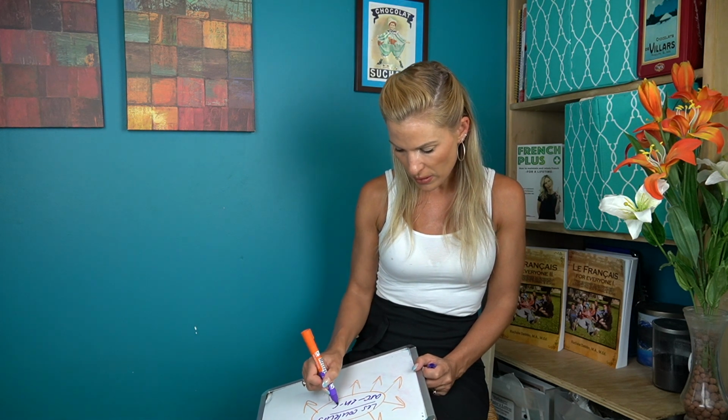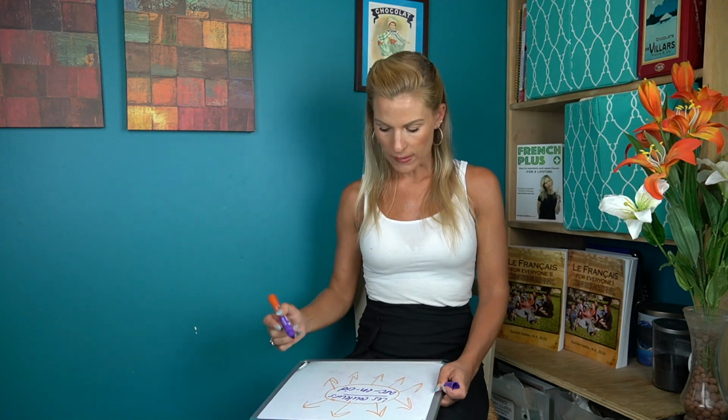And so here I might just write rainbow or arc-en-ciel, and then here I have all my colors that I'm writing down.